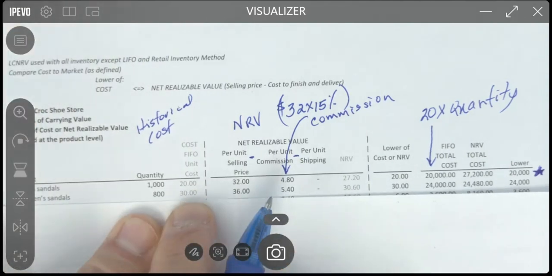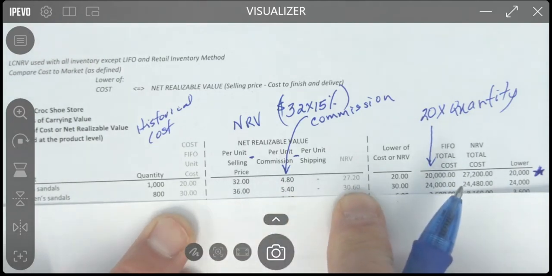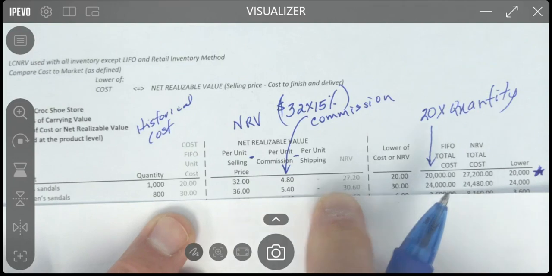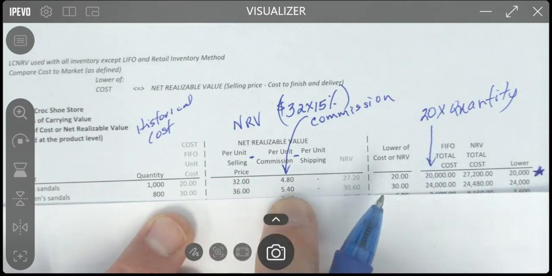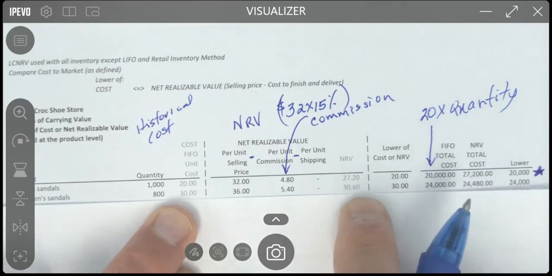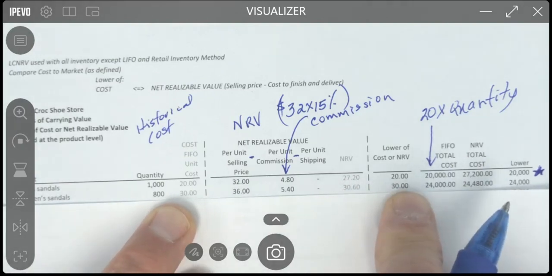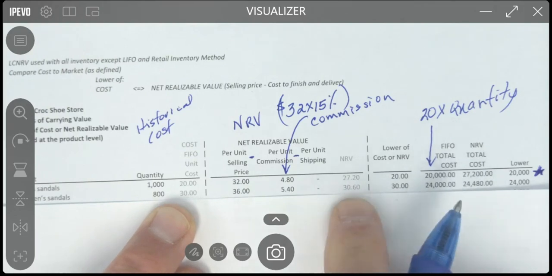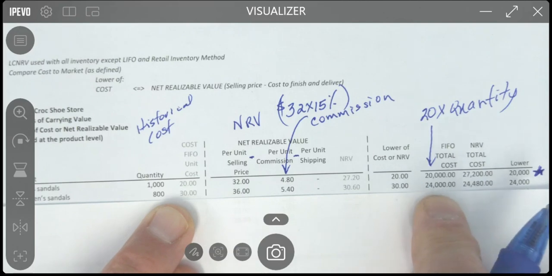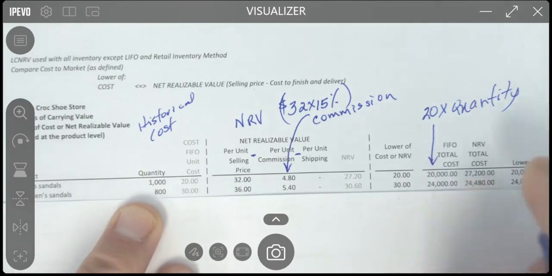Unit cost 30. Net realizable value $30.60, which is the selling price minus the per unit commission. The lower of those two, it's close, but it's 30. We're not making a lot of profit on these ladies' sandals, but we're making a little bit. So the FIFO total cost is 30 times 800, or 24,000.